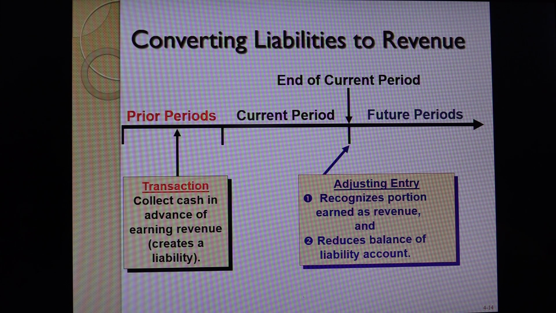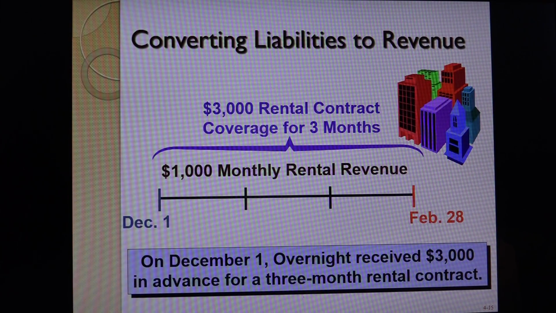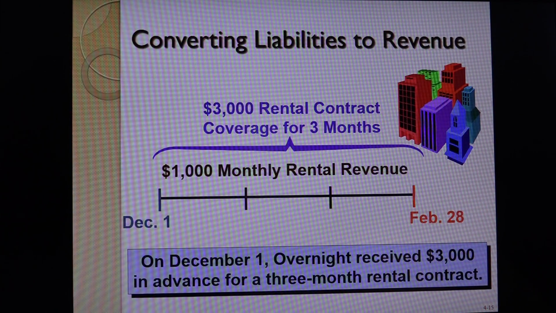So you would book the cash as a debit. With your original entry, you would credit unearned revenue, and then in the current period, when you earn the revenue, you're going to debit unearned revenue and credit revenue. So let's look at an example.